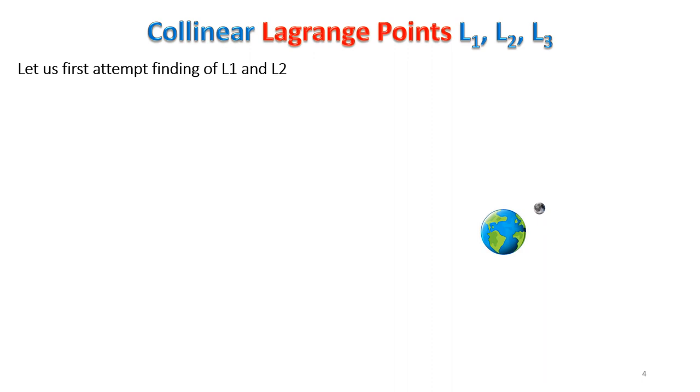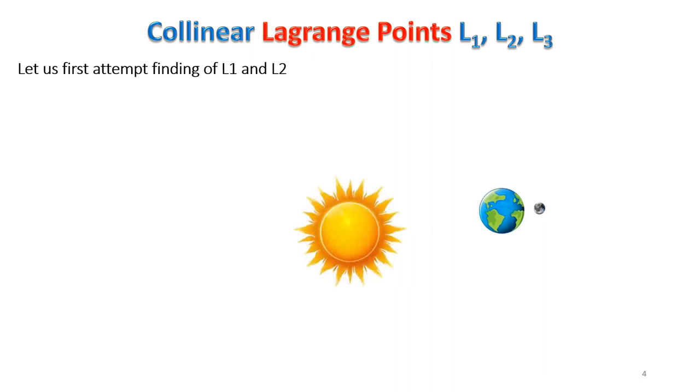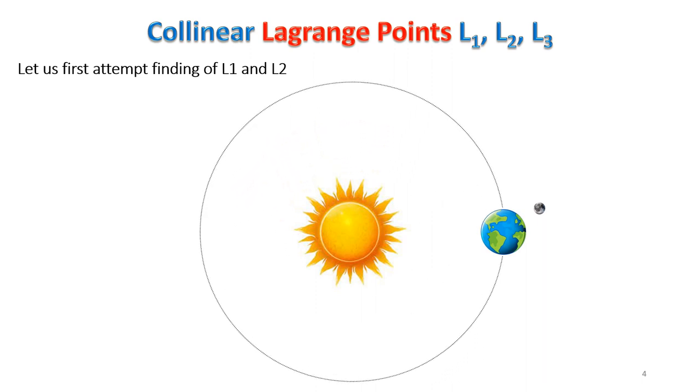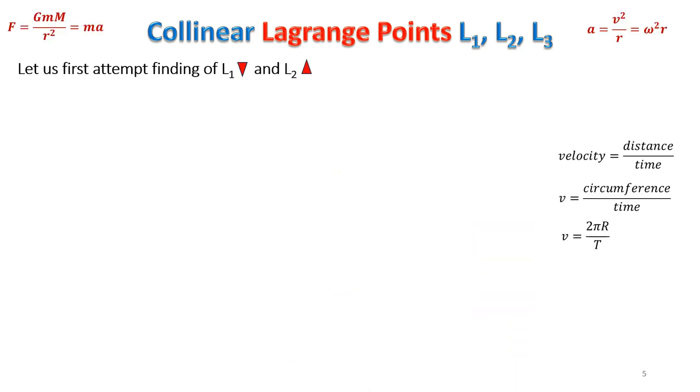In our objective of finding L1, L2 and L3, let us first attempt L1 and L2. We have the Sun-Earth system. Earth is revolving around the Sun in an orbit of radius, say small r, and the Moon is revolving around Earth.